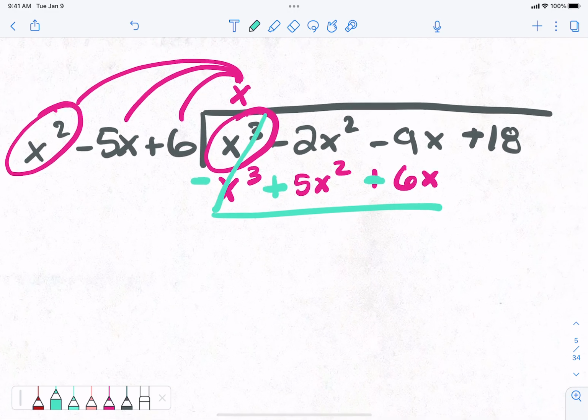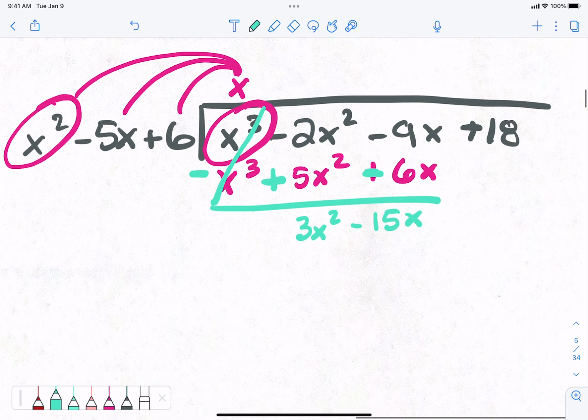X to the third and negative x to the third, gone. How many x squareds will you have? Negative 2 plus 5, 3x squared, yeah. Okay? Then I have negative 9x minus 6x. Negative 15x, because the 6 is negative, right? Okay? And then we have to drop the 18 down, so plus 18. There we go. Good? Okay, now I repeat my process again.